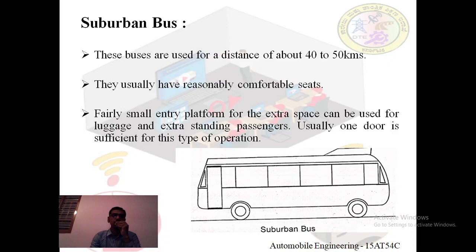The next, suburban bus. These buses are used for distance of about 40 to 55 kilometers. Town buses, the distance about 20-25 kilometers. The suburban buses about 40 to 50 kilometers. They usually have reasonably comfortable seats compared to town buses. Fairly small entry platform for extra space, and can be used for luggage and extra standing passengers. Usually one door is sufficient for this type of operations.